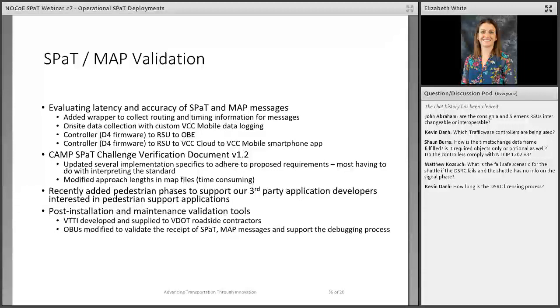We've also recently added pedestrian phases to support third-party application development, which is addressed in the CAMP document as well. And we've also developed some post-installation and field maintenance validation tools. So we've actually developed a piece of equipment that VDOT's roadside maintenance contractors can use to verify that the SPaT and map messages are being transmitted properly after they perform maintenance on a signal controller. So that's a nice way for them to be able to validate that the system's still working as expected after they complete maintenance.